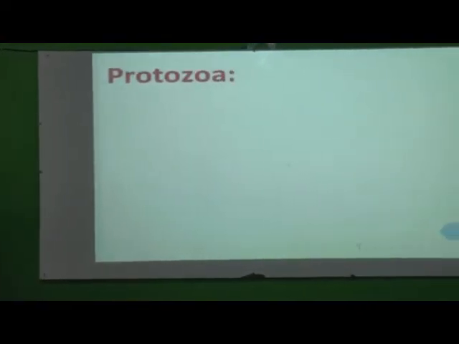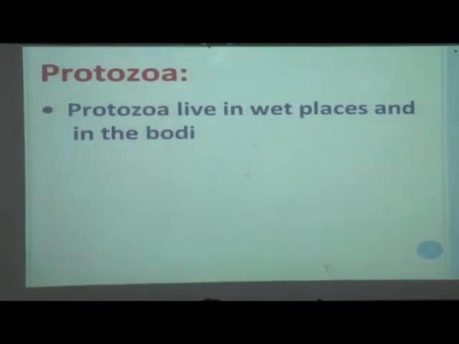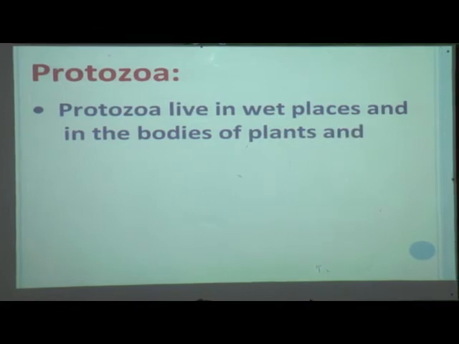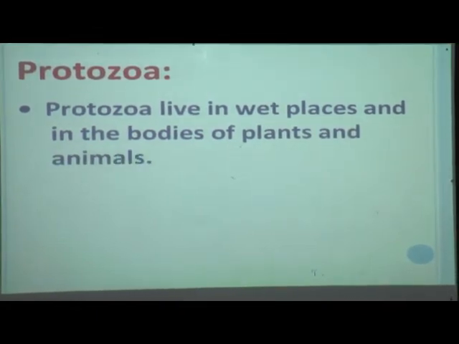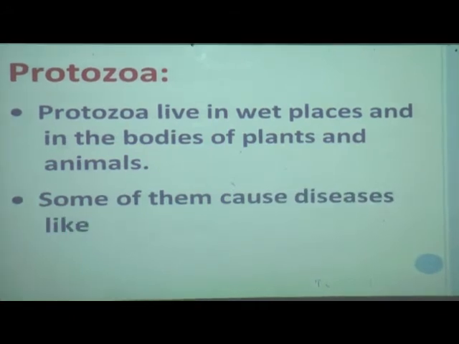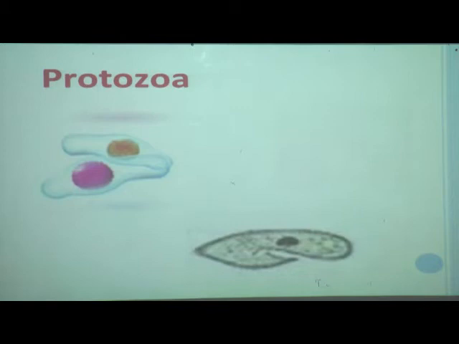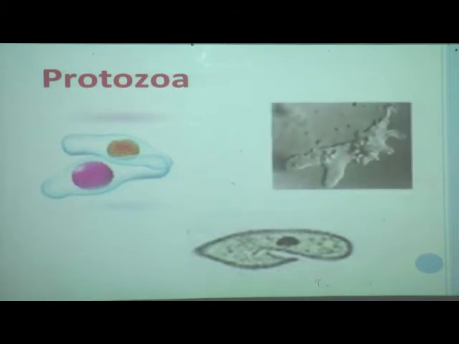The next type of microbe is protozoa. Protozoa live in wet places and in the bodies of plants and animals. Some of them cause diseases like malaria. Here you can see a picture of protozoa. Protozoa live in wet places and in the body of some animals.